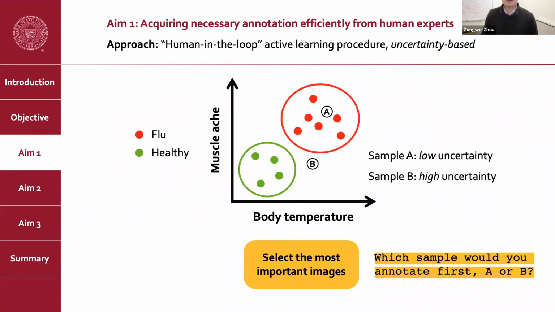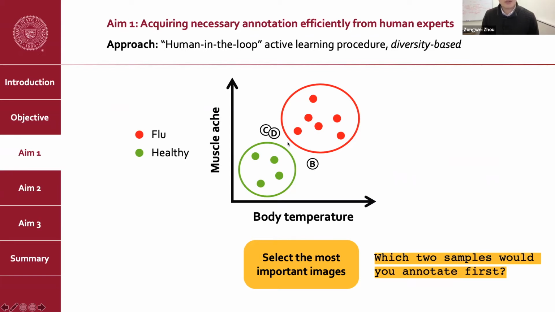Therefore, at the moment, sample B seems to be more important to be annotated than sample A. And we can measure the importance of these two samples based on their uncertainty. This approach is generally called uncertainty-based selection, which always selects the sample with high uncertainty. So in this case, B, the current model is not certain whether it's healthy or flu.